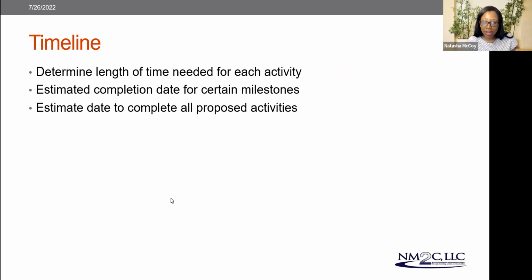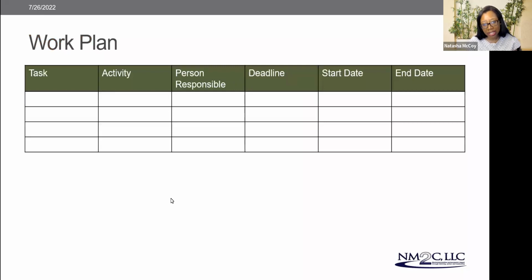So when you talk about timeline, determine the length of time needed for each activity. Estimate the completion date for certain milestones. So there are going to be some milestones along the way. Every project has milestones, those key turning point areas that help you know you're succeeding in your mission. Estimate date to complete all proposed activities. And so these are the nice little pieces you use to create your work plan.